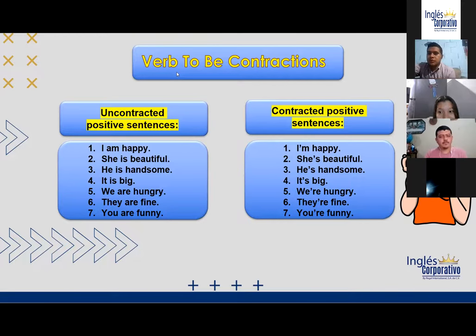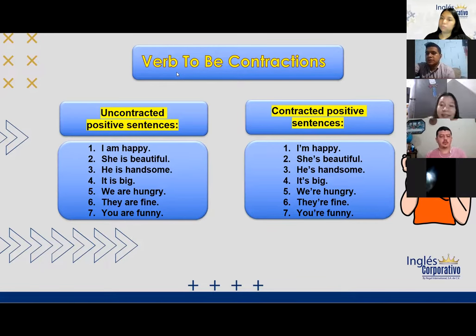Perfect. Hay que decir la numeración. Yes, please. Okay. One, I'm happy. Two, she's beautiful. Three, he's handsome. Four, it's big. Five, we're hungry. Six, they're fine. Seven, you're funny.